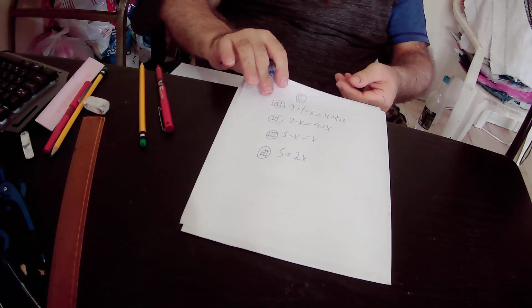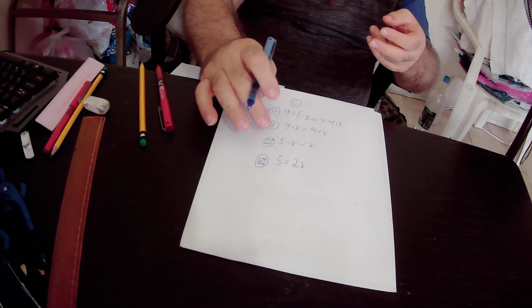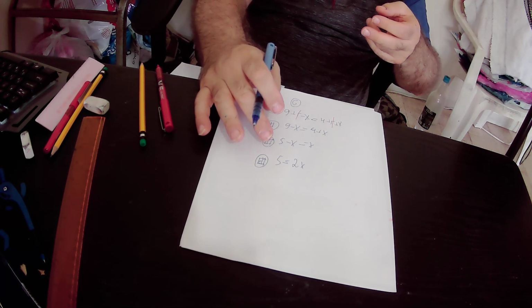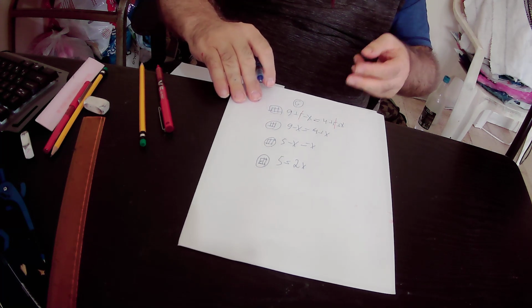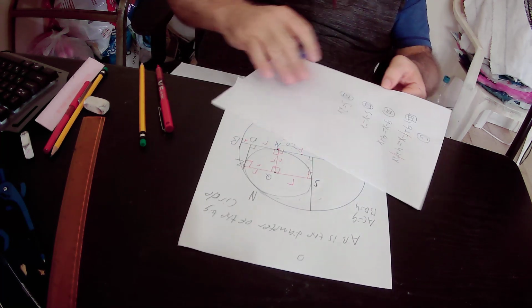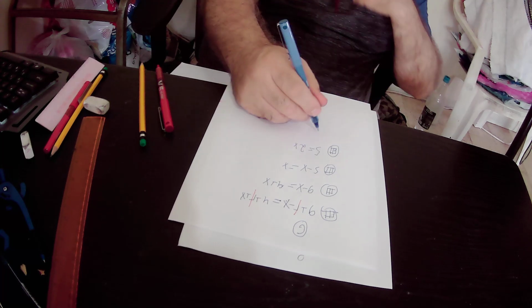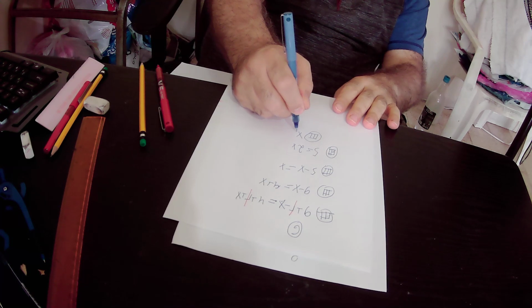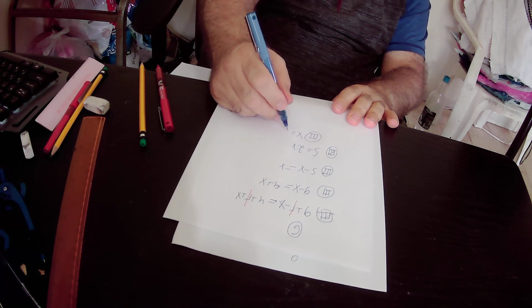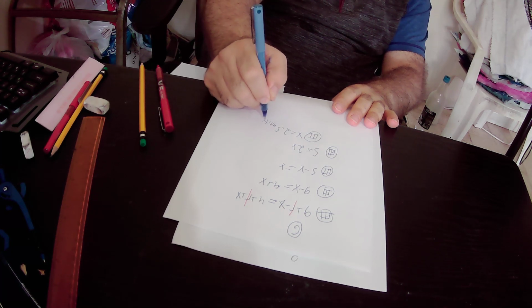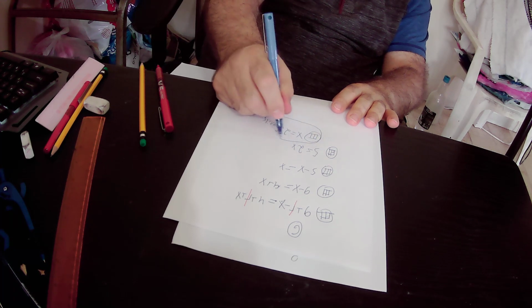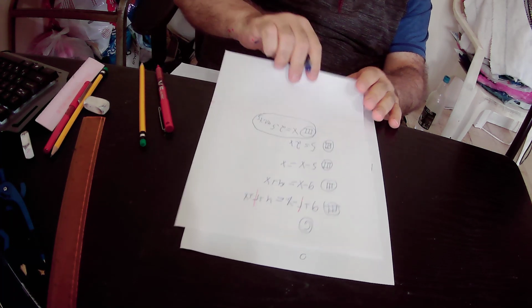So here we will divide equation number 3 by 2 in order to get the value of x. So x will be equal to 5 over 2, that is actually 2.5 units, okay? So we got the value of x equals 2.5 units.